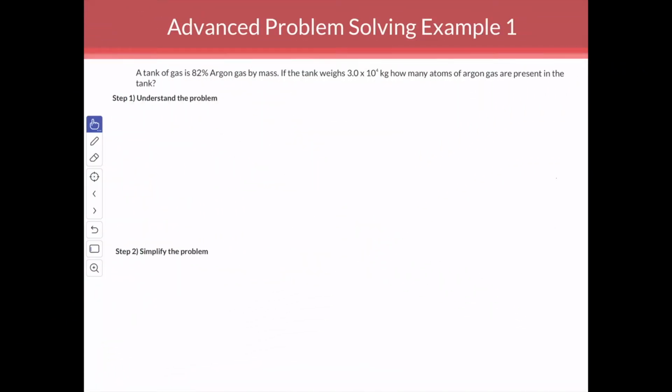Okay, so let's do an advanced problem to practice our problem solving skills using everything that we've learned so far. Let's read the problem together. A tank of gas is 82% argon gas by mass. If the tank weighs 3.0 times 10 to the fourth kilograms, how many atoms of argon gas are present in the tank?